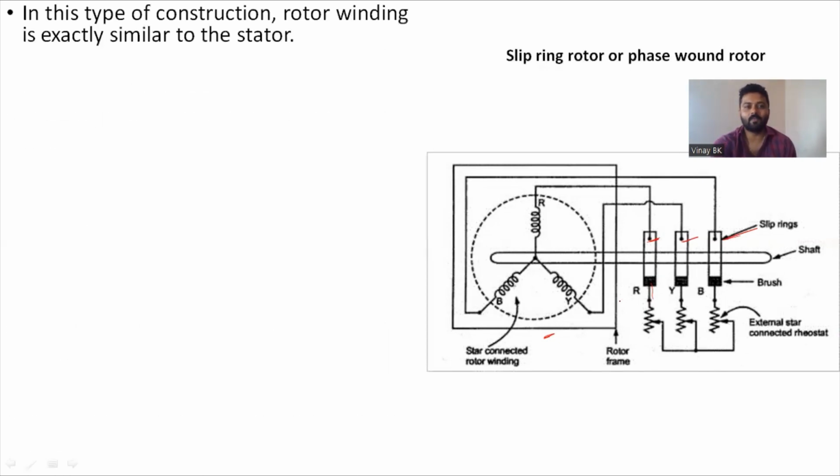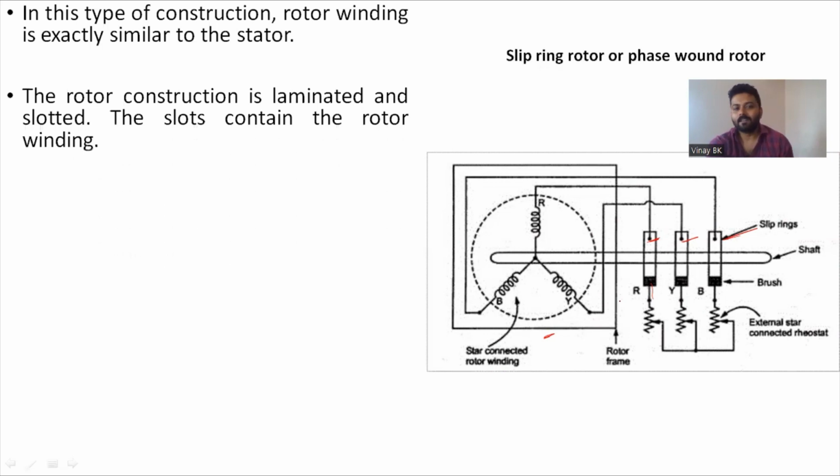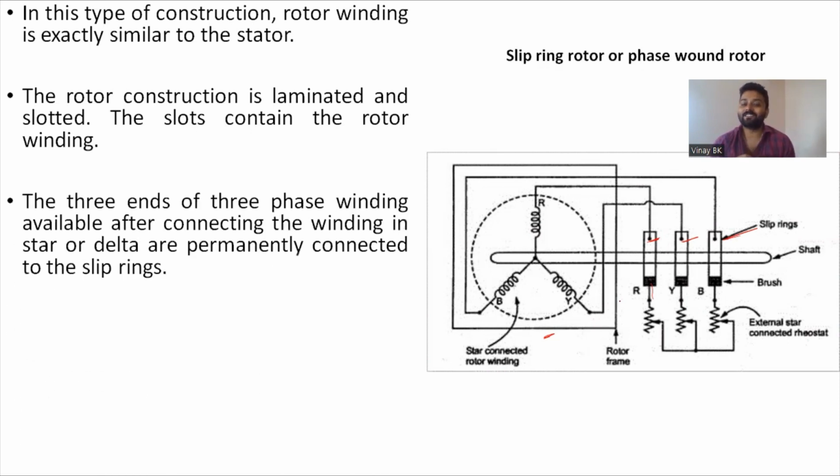Now you can see the points. In this type of construction, the rotor winding is exactly similar to the stator. Means if the stator is star connected, the rotor is also star connected. If the stator is delta connected, the rotor will also be connected in delta. The rotor construction is laminated and slotted, and each slot contains the rotor winding. Whatever I explained in the diagram, the same thing you write.